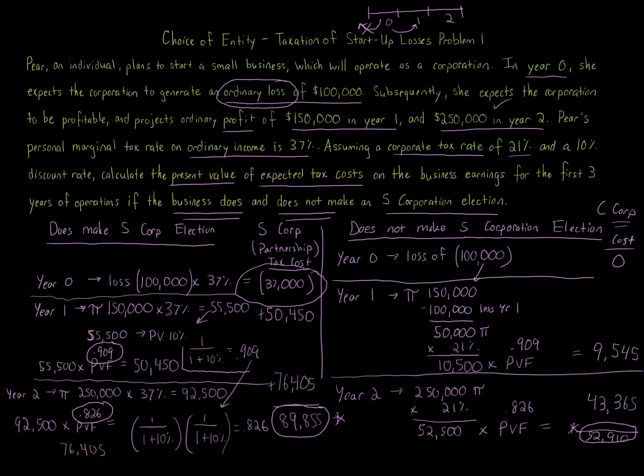Now, this all can change depending on what the C corporation rate is. Here it's 21% versus 37% when it flows through as an S corporation. If we increase the corporate tax rate to 28, 35, 40%, whatever it is, it obviously becomes not as much of a benefit. So keep that in mind as well.